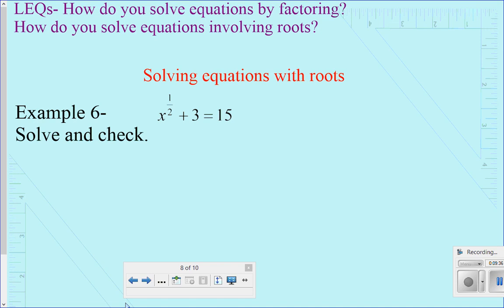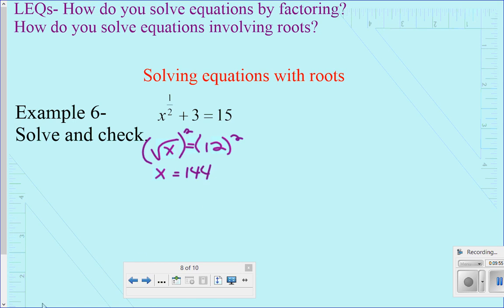Last, same idea, we have x to the 1/2. We're going to rewrite that as the square root of x. Remember, we did that earlier in the year. Square root of x is the same thing as x to the 1/2. I'm going to subtract 3 from both sides, so that gives me 12. So I know to undo a square root, I'm going to square. So I'm getting x equals 144.